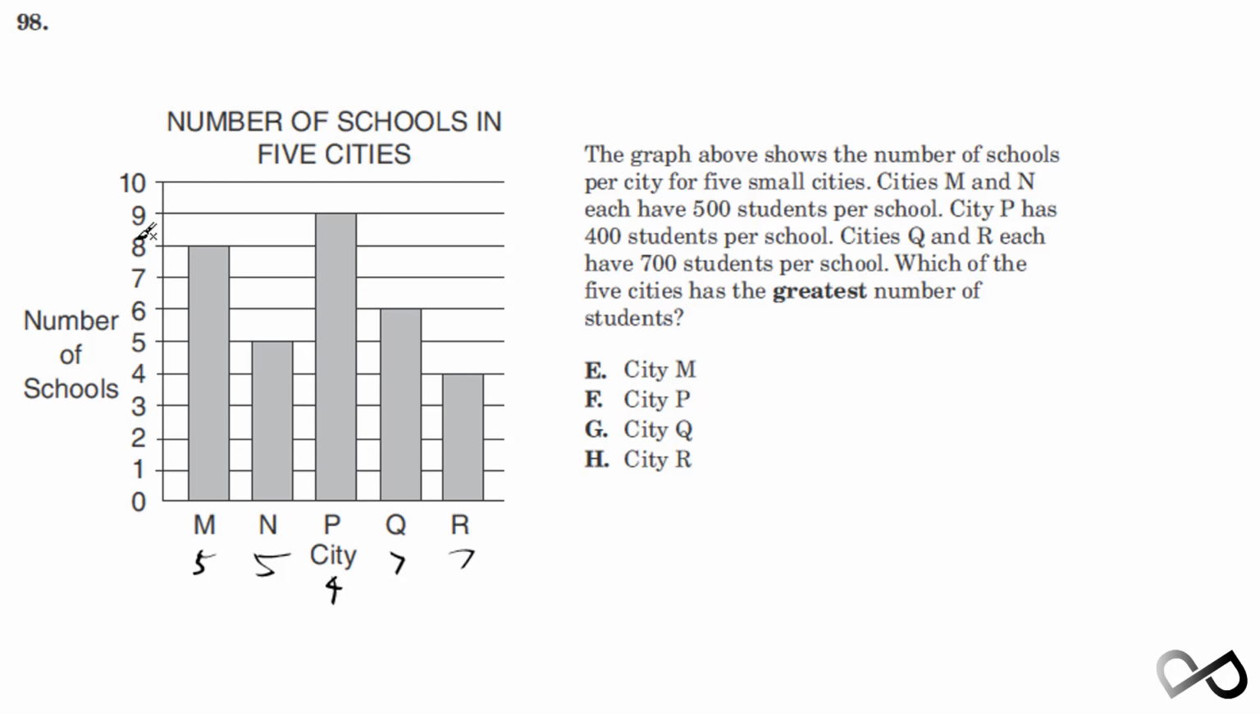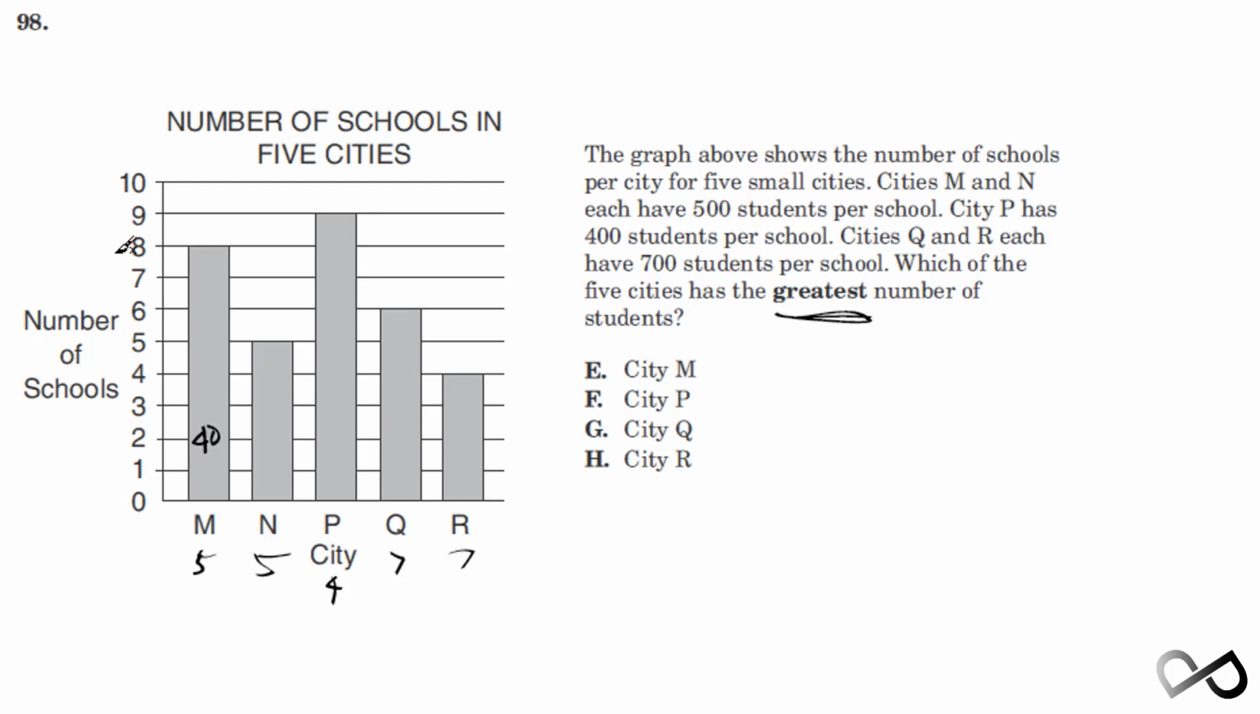So there are 8 schools in city M, so 5 times 8, that's going to give us 40. This one we don't even have to multiply because we know that 5 times 8 is going to be greater than 5 times 5, right? I mean, it's 25. You could write it if you want, but you don't even have to if you want to save a little time. Okay, because we're looking for the greatest number, right? That's what the question is asking for. So I'm going to skip city N.